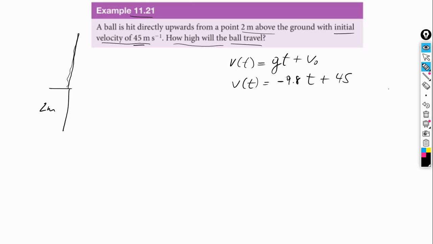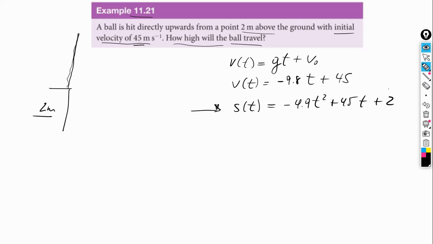Then we have the position function, right? The position function is the integration of this function here. So notice that we would get minus 4.9 t squared plus 45t plus the initial position. But we already know what the initial position is because it's 2 meters. So we can substitute that in here, and let's just write it as 2. So this is a function we need to solve, but it's a function in relation to time.